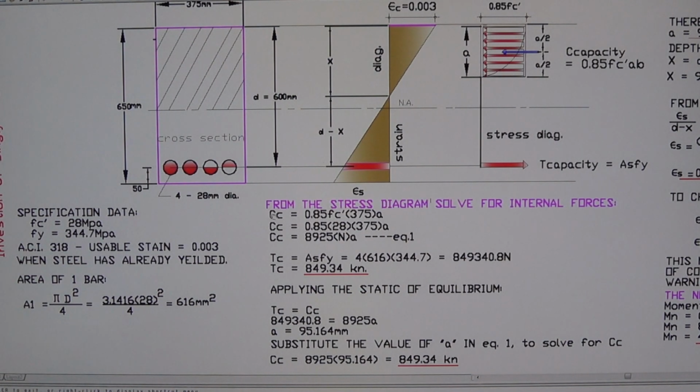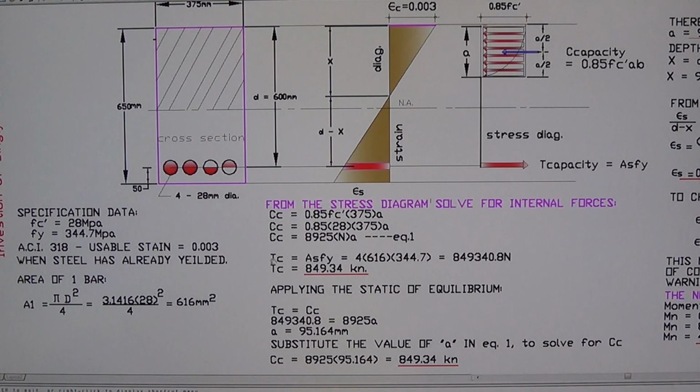So the compression capacity is 0.85 f'c a b. In that formula, 0.85 f'c times b, which is 375, times a. We're looking for a right here. So it becomes 0.85 times 28 times 375 a. You get 8925 Newton times a. Here I express it in Newton because we're looking for a, which is in millimeters. So that is the compression capacity of the beam.